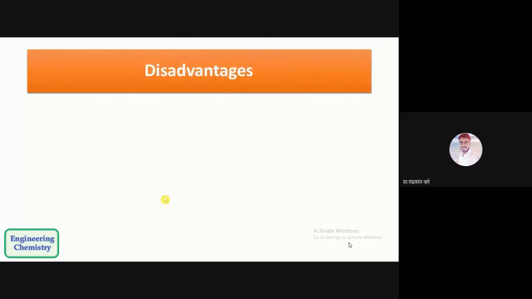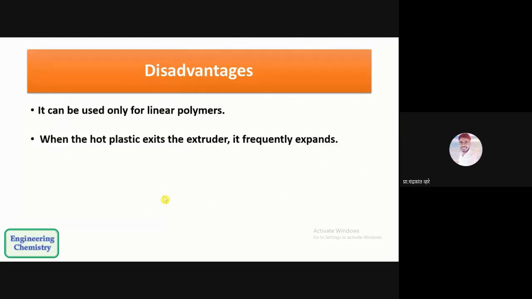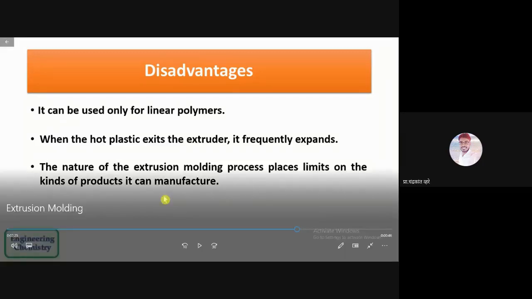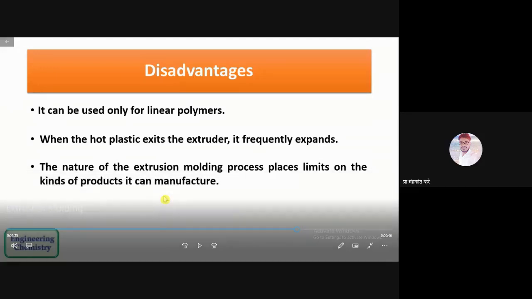Let's see the disadvantages. It can be used only for linear and long polymers. That is the only application. When the hot plastic exits the extruder, it frequently expands. There is a problem of expansion also.